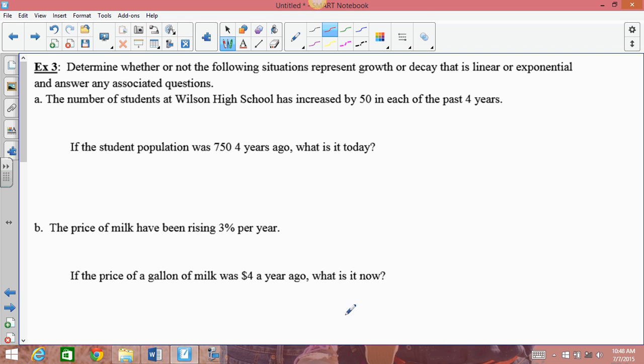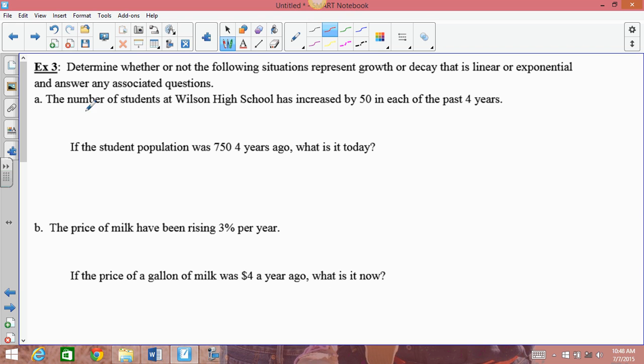But this page is very important. Essentially, it's putting everything together, and these are the type of problems I'd be expecting you to be able to compute through at this point. So here in example 3, you're going to determine whether or not these situations represent growth or decay that's linear or exponential, and then answer the associated question.